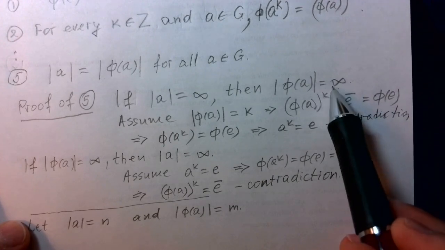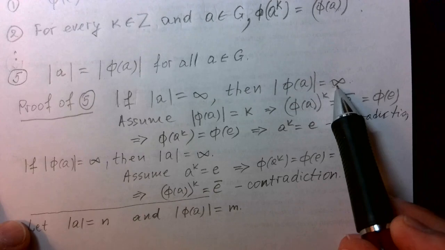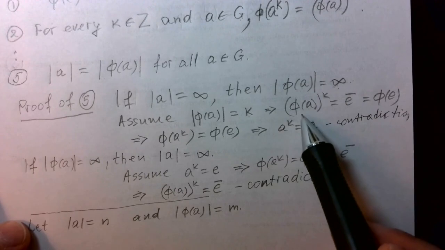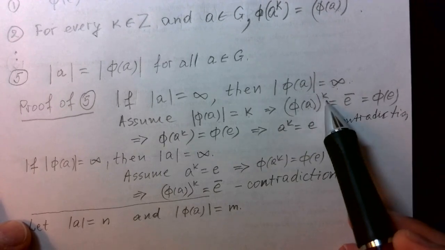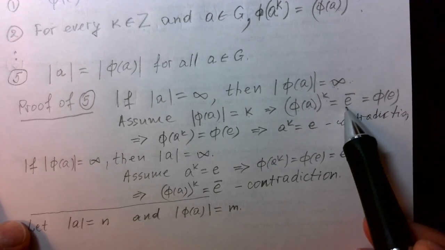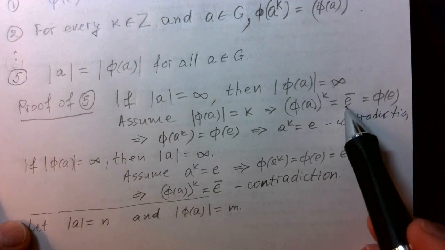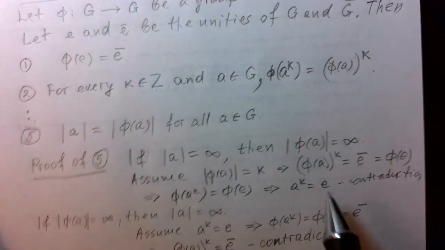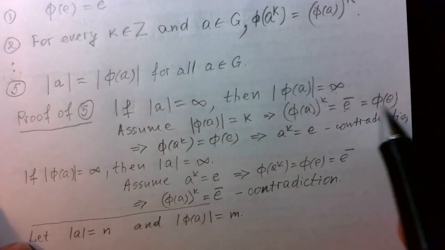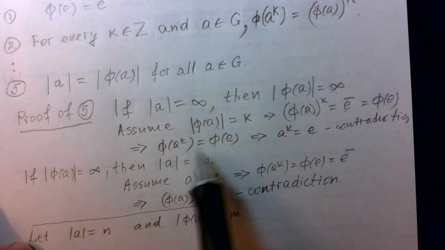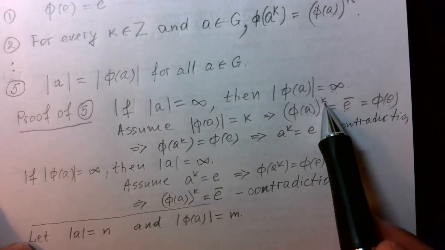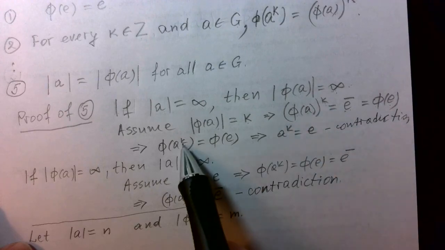Assume the opposite: the order of phi of a is not infinity. Then it is some finite number k. It means that phi of a to the power k is the unity of G bar. But according to property 1, unity goes to unity. So e bar is just phi of e. So I have this equality. And according to property 2, k can go inside here.